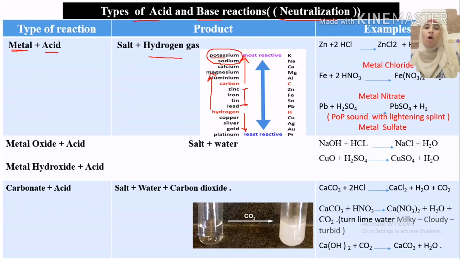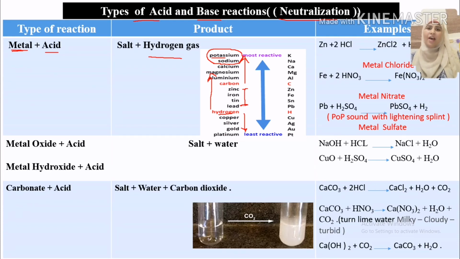And the elements which are less reactive than hydrogen like copper, silver, gold, platinum, they are not reactive. You will study it later. They are unreactive elements. They are less reactive than hydrogen, so they can't fire the hydrogen from acids. They can't fire the hydrogen and take its place. So we are talking about very unreactive elements.